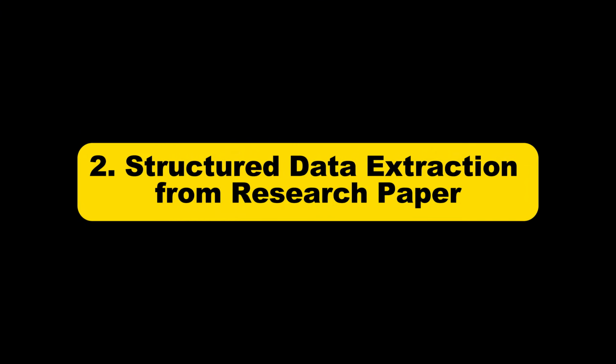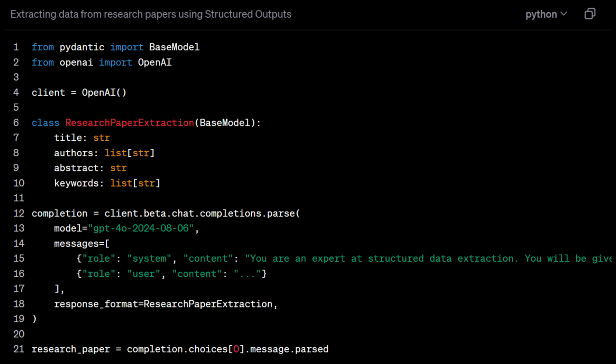Now let's look at another example where we are using structured outputs to extract key information from research papers. And here's how it works. We define a Pydantic model, research paper extraction, with fields like title, authors, abstract, and keywords. This structure helps organize the important fields of a research paper. We instruct OpenAI's model to act as an expert in structured data extraction.